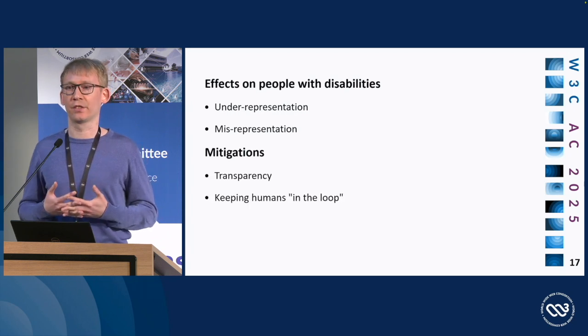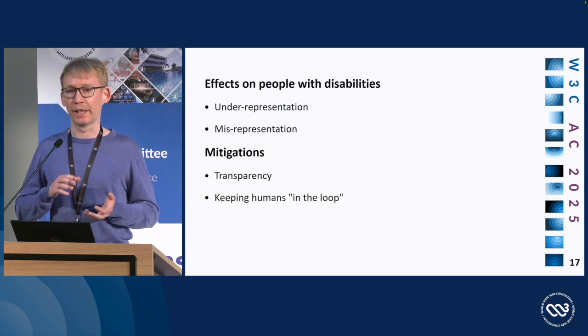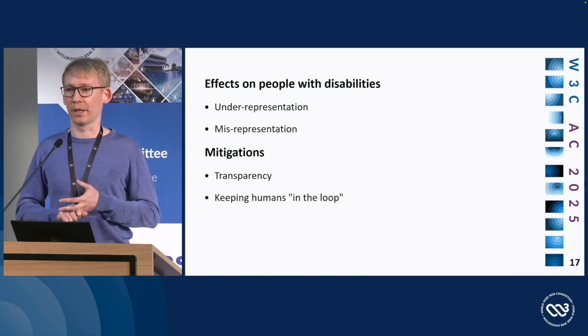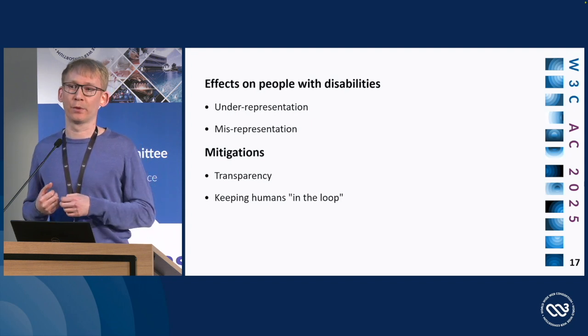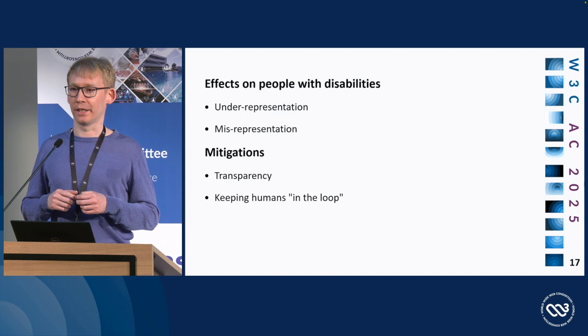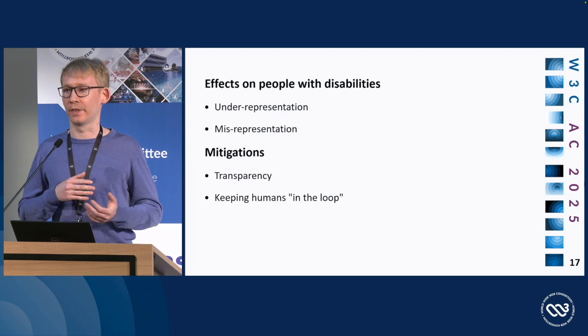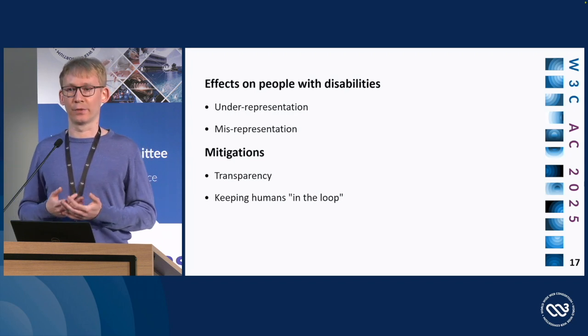So the mitigations to this, as with so many other things, are transparency, making it, where possible, able to tell you why it made a decision, and keeping humans in the loop. And this is especially important when decisions might be made that affect people with disabilities, but they aren't part of that decision-making process. So it could be eligibility for support of some kind, for example.